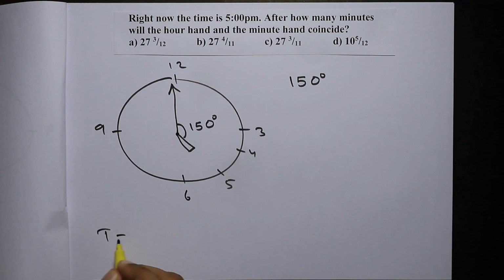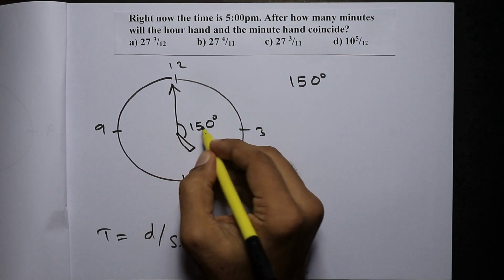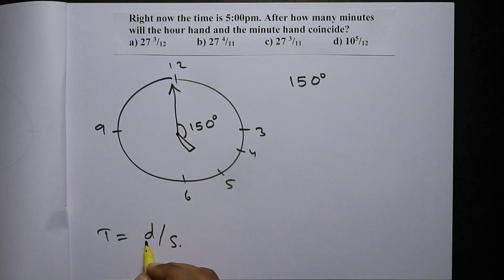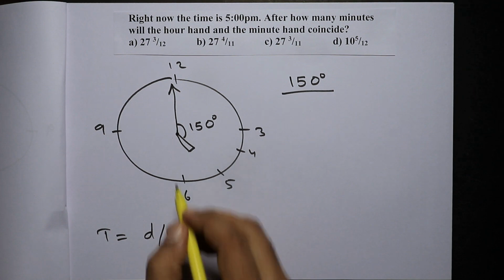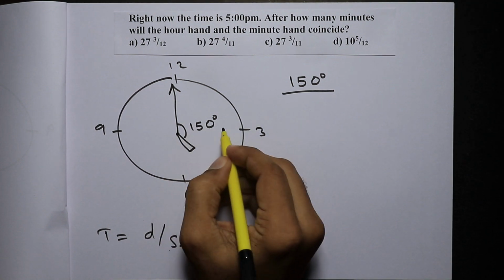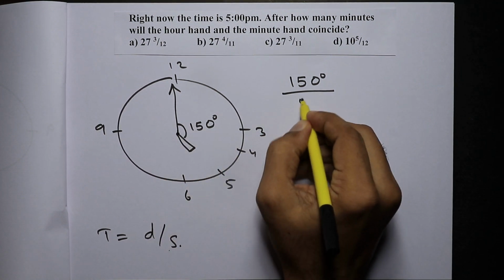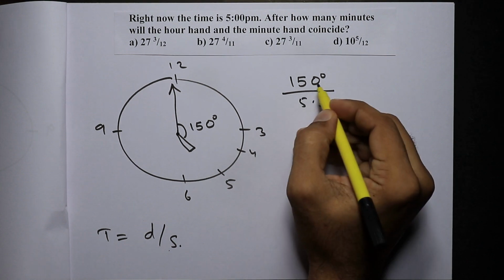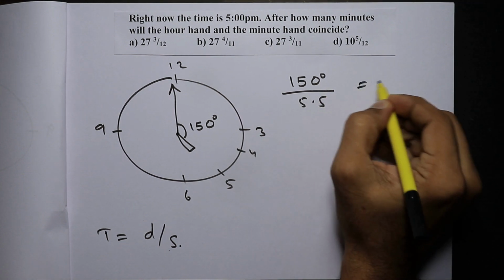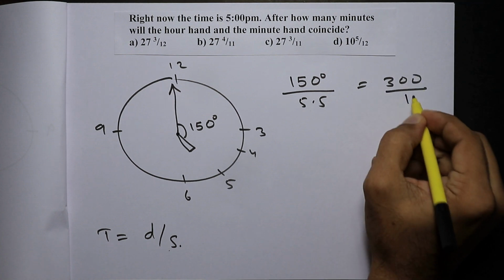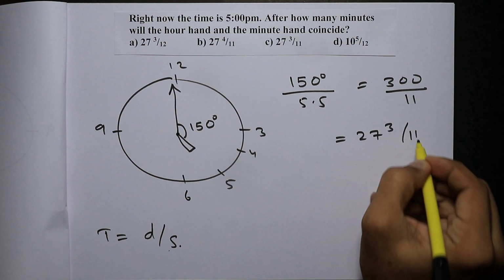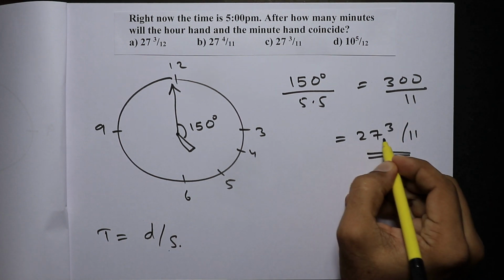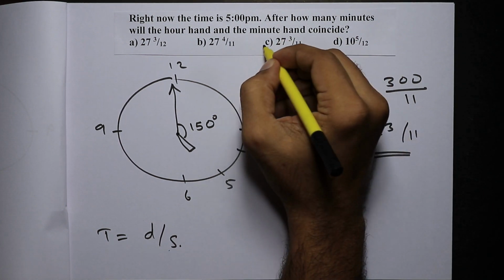Now time required is distance by speed. The angle has to decrease by 150 degrees, so distance to be moved is 150. It is decreasing at 5.5 degrees per minute, so speed is 5.5 degrees per minute. So distance by speed gives you time. This is equal to 300 by 11. That you will get as 27 3/11. So time required is 27 3/11. That is option C.